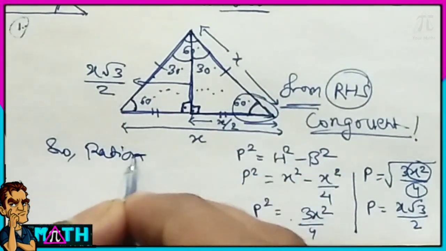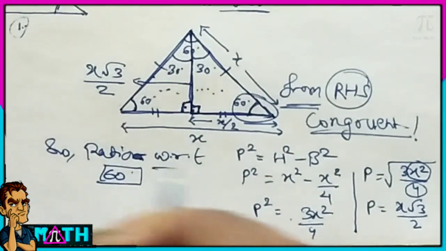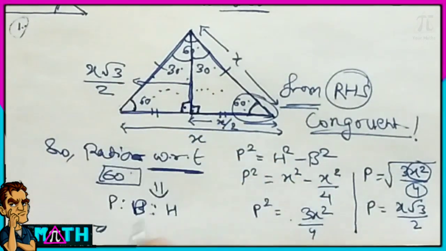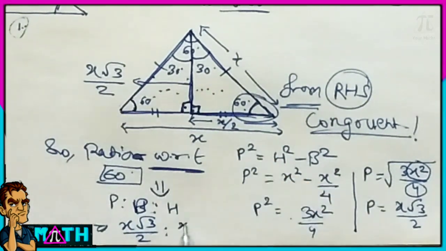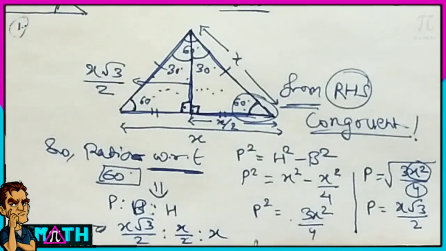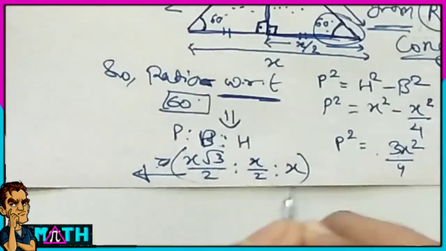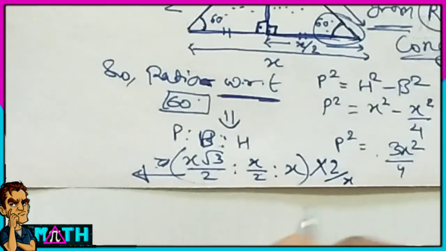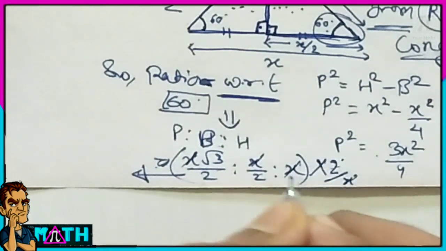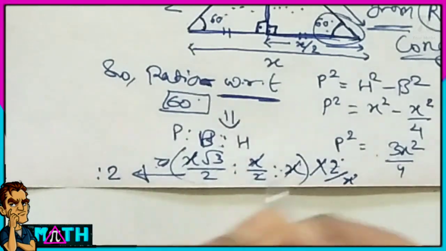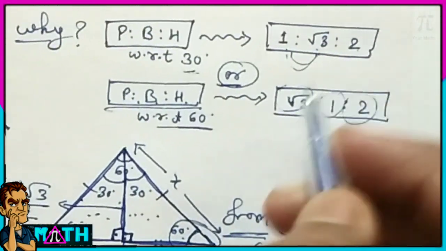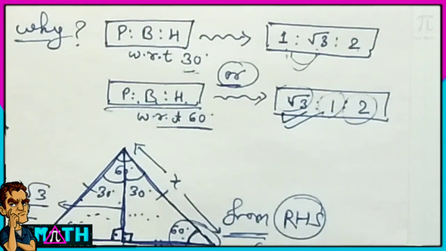So ratios of all sides with respect to 60 degrees will become, if I say perpendicular is to base is to hypotenuse ratio, then it's x root 3 over 2 is to x by 2 is to x. Now for making the ratio simple, we multiply the whole ratio by 2 upon x, and you can see that x is cancelled out and it becomes root 3 is to 1 is to 2 with respect to 60 degrees.